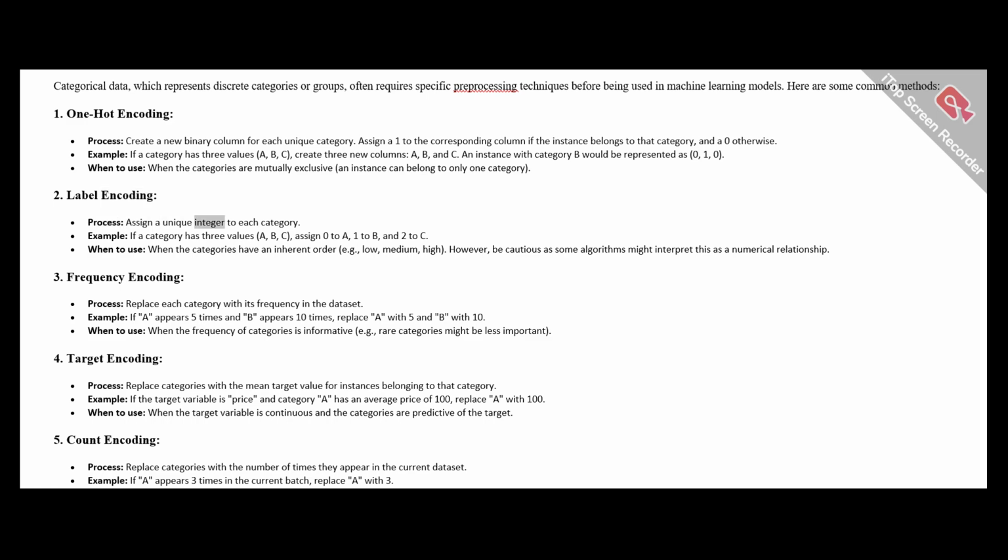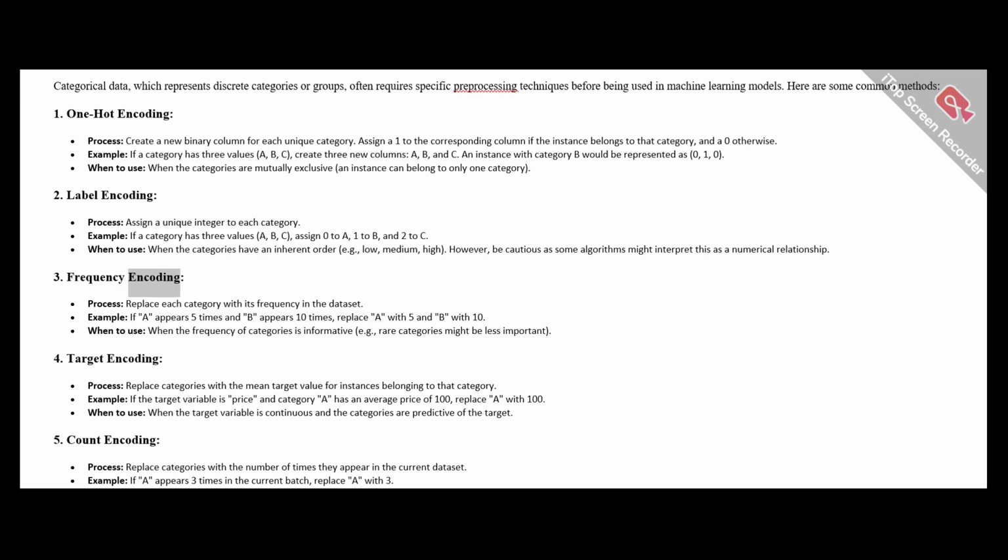Process: assign a unique integer to each category. Example: if a category has 3 values, A, B, C, assign 0 to A, 1 to B, and 2 to C. When to use: when the categories have an inherent order, for example low, medium, high. However, be cautious as some algorithms might interpret this as a numerical relationship.